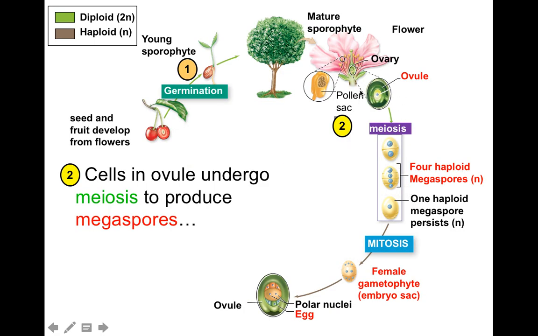Okay, so here we are. So cells in the ovule undergo meiosis. So these are going to be called megasporangia. Sometimes they're called megaspore mother cells. There's a lot of different names for them. So you just have to know that this is going to be diploid tissue that's going to undergo meiosis to form 4 haploid megaspores, but only one of them is going to survive. The other 3 are going to perish. And then this megaspore is going to undergo mitosis to form a multicellular haploid female gametophyte called the embryo sac. The embryo sac is housed within the ovule of the ovary.